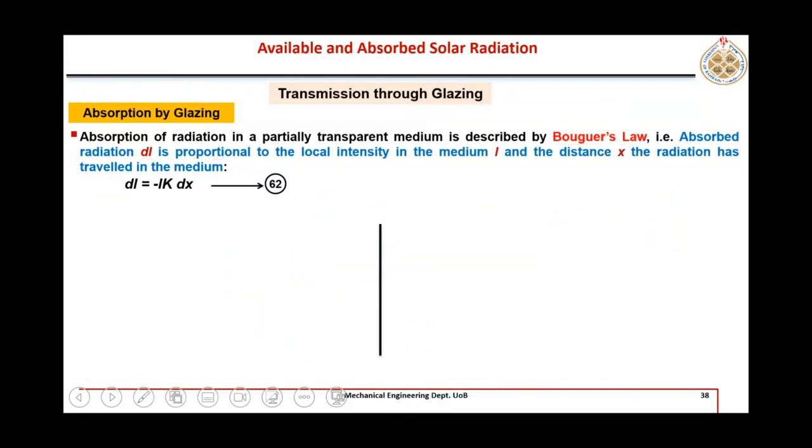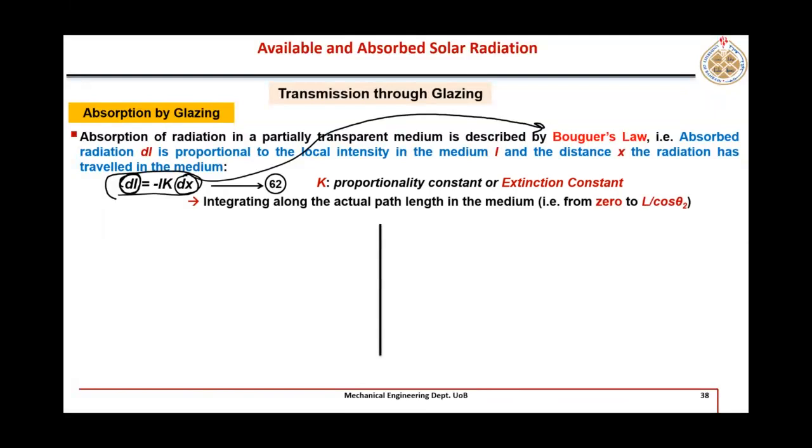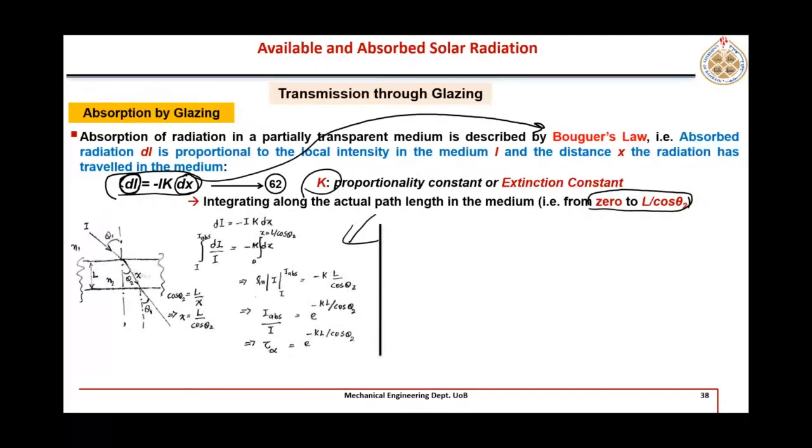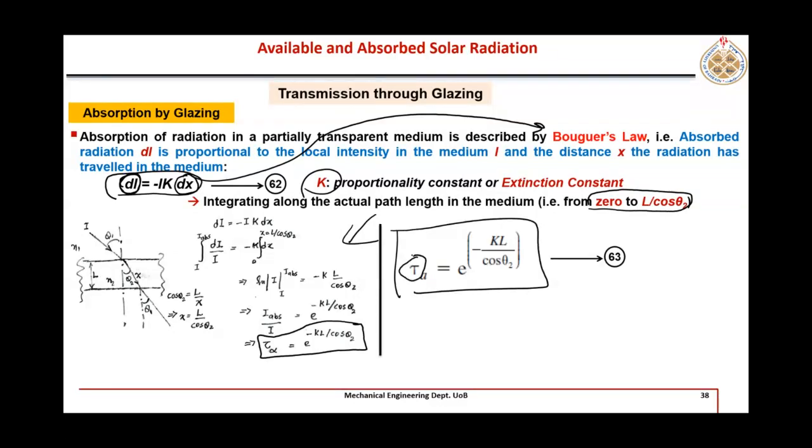So this is also done here. This was the basic equation to calculate absorbed radiation in a differential thickness given by Bouguer's law. So all these terms, K is the proportionality constant. I told you what is this x. X is changing from 0 to L over cos θ2, so that is explained here. So by solving this equation, we can have that equation of transmittance when absorption losses are considered here.